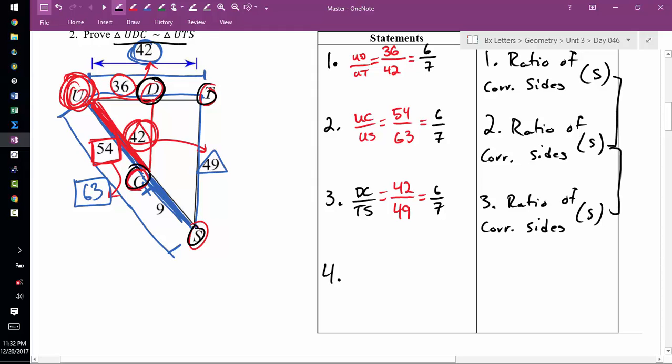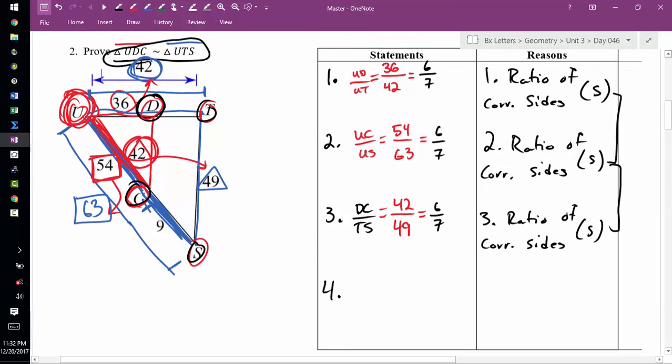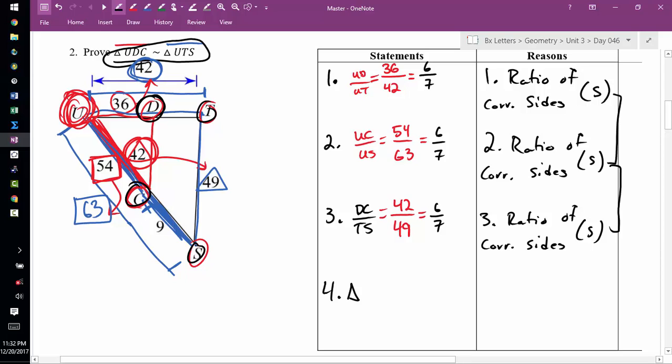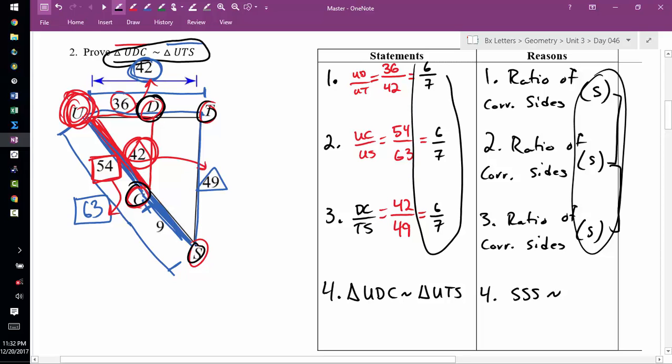I'm just going to restate what they say up there. That triangle UDC must be similar to triangle UTS. And how do I know that? Well, that was the side similarity postulate. When all of my sides are proportional, meaning they have equal ratios, I can conclude that those triangles must be similar. I'll see you in the next one.